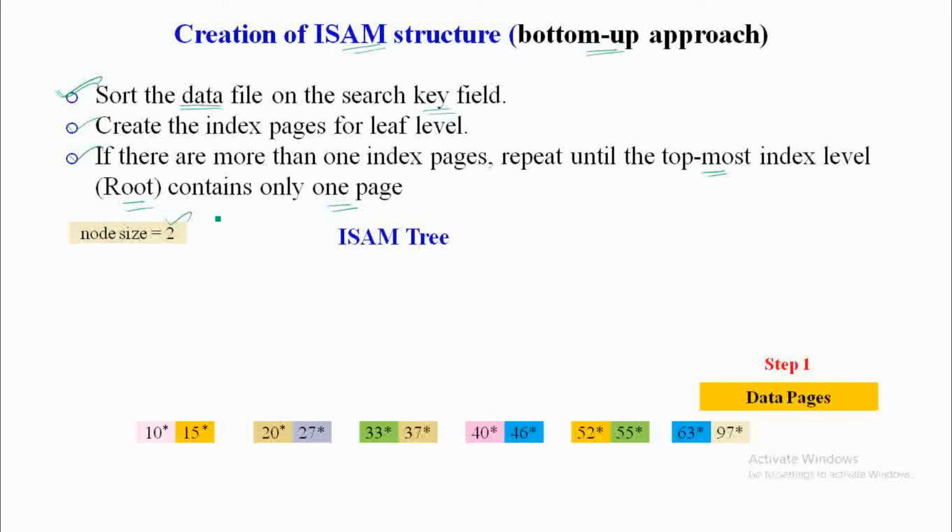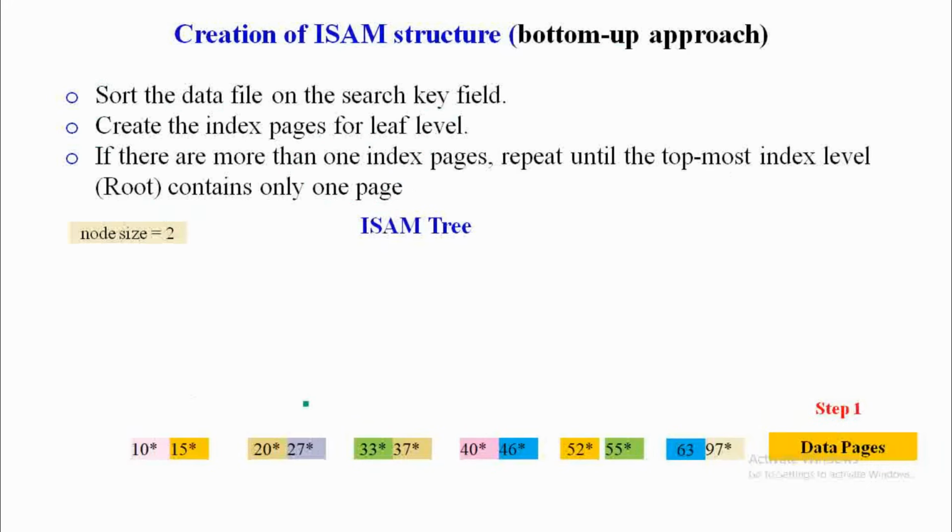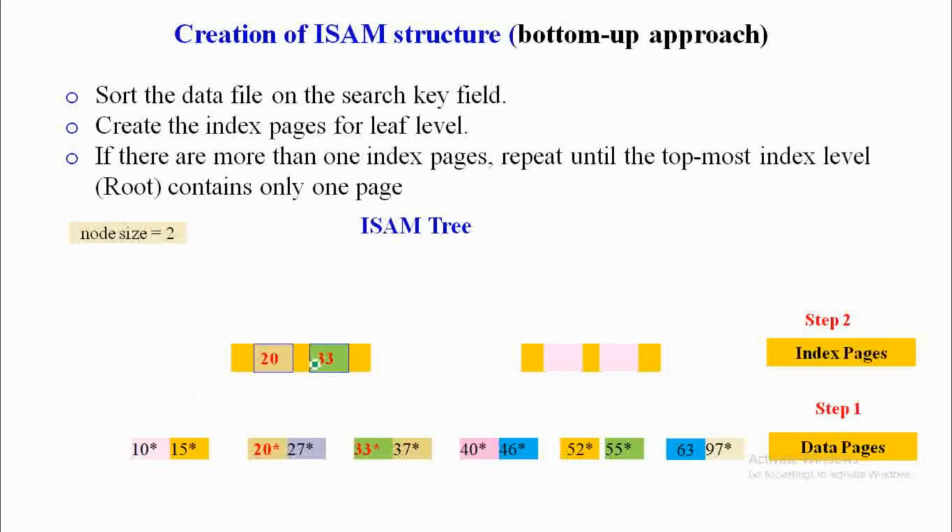So what should be the next step? We need to create the index pages for these leaf nodes. To create index pages for these 6 leaf nodes, we need two index pages, because each index page will contain 3 pointers and 2 search key fields. Accordingly, 2 index pages are created. You can also observe the search key values in these index pages.